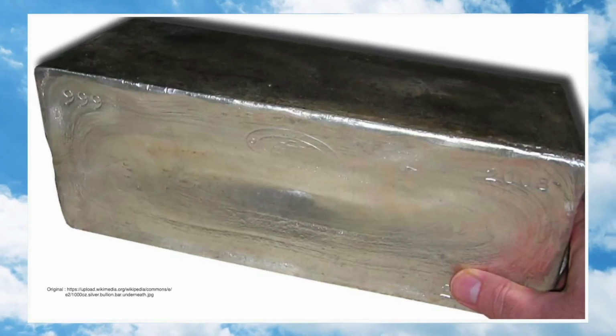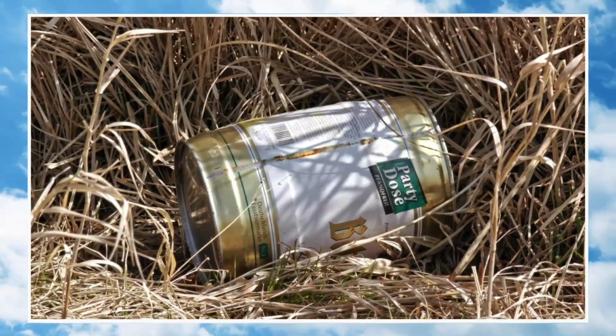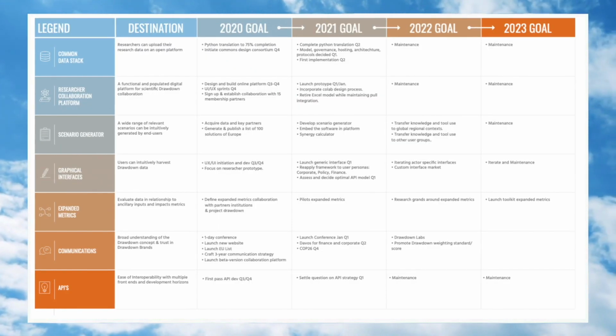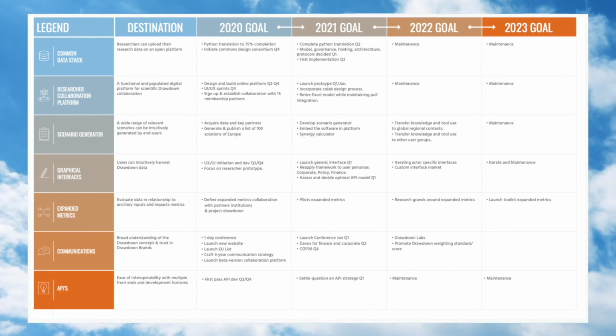The delivery timeline, like the Drawdown model itself, is thought of in terms of multiple scenarios, which we call the platinum, gold, silver, and recycled aluminum can tracks, each determined by the resources available. One of a number of scenarios we have mapped out is shown here as an example.